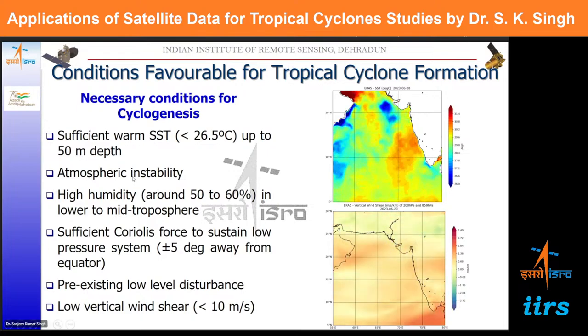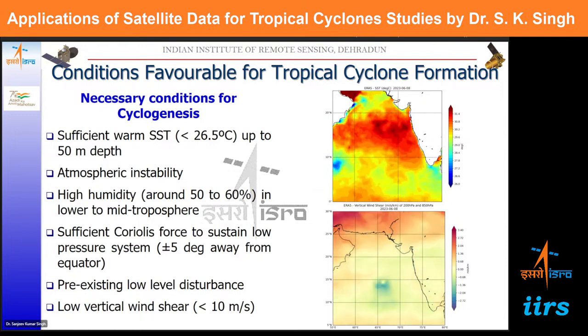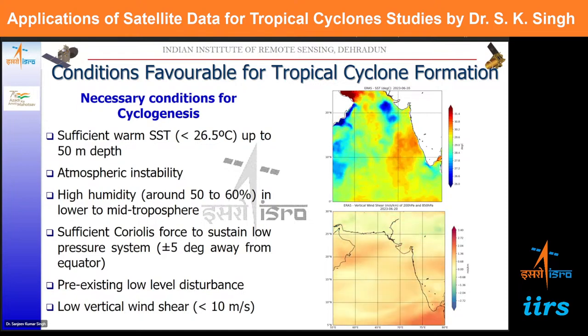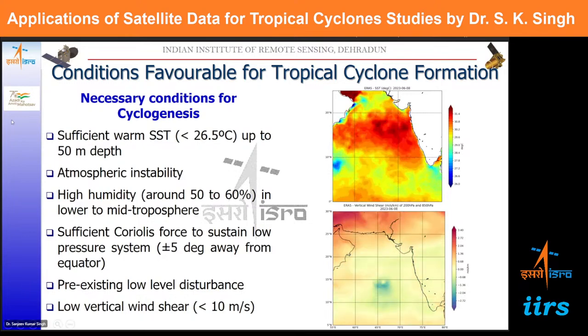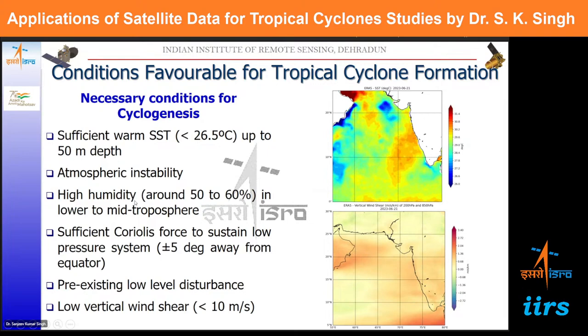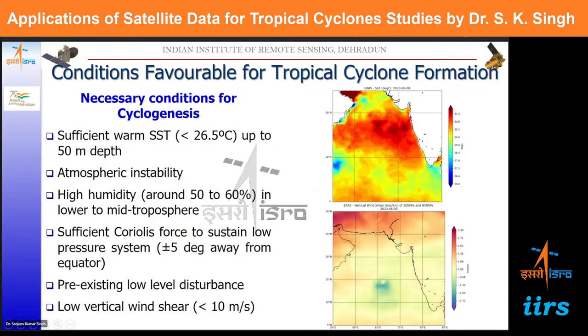The next criterion is atmospheric instability. It means the atmosphere should be unstable. There should be a temperature difference between the lower atmosphere and the mid-tropospheric level. Then only can the tropical cyclone form. Then high humidity: at the mid-tropospheric level, the humidity should be high, around 50 to 60%.